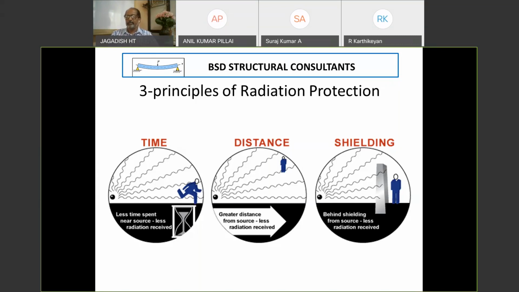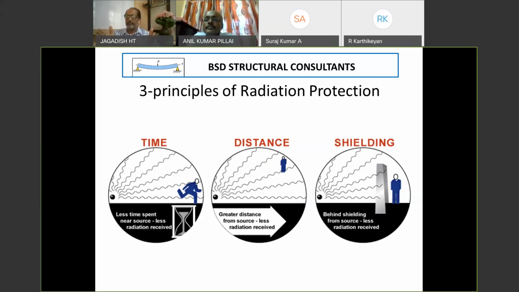Third is shielding. We talked about biological shielding. So this biological shielding is one aspect where shielding is required. It can be biological shielding, it can be any other method, but shielding is required when you have to work for a longer period in front of a source.